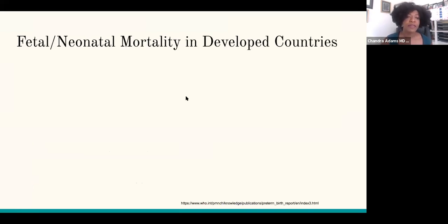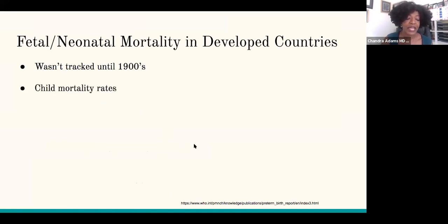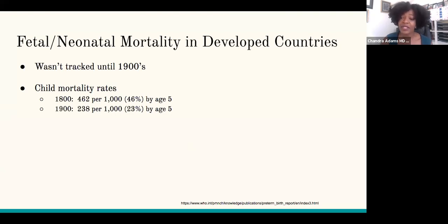So fetal and neonatal mortality. A historical view of how little emphasis was placed on babies is that we didn't even track fetal or neonatal mortality until the 1900s. They tracked child mortality. So basically how many children survived to the age of 5. And in 1800, the child mortality rate was 462 per thousand. 46% of children did not make it to the age of 5 in 1800. That's huge. That's astounding. But by 1900, with some of the advances that I mentioned before, we were down to 23%. That's still 1 in 4 children did not make it to the age of 5.